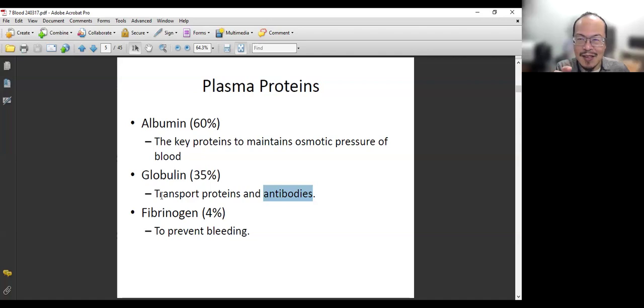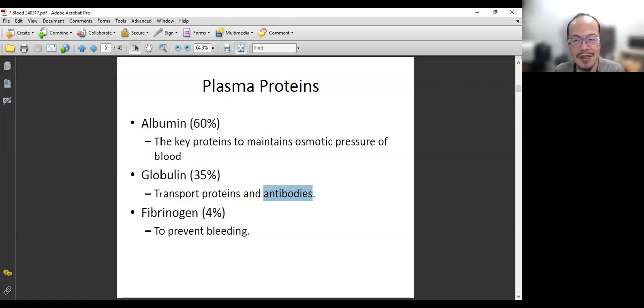Oxygen is transported by hemoglobin. It's a globulin, but it's in the cell, not in the plasma. So that's different. But same thing, we also transport several other things. We transport iron. We transport a lot of proteins.